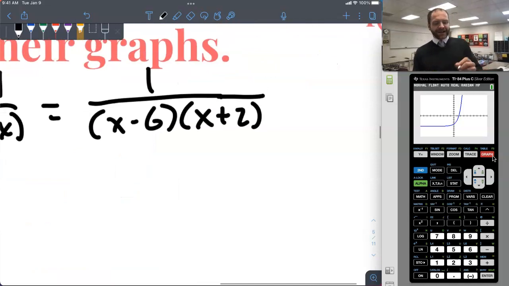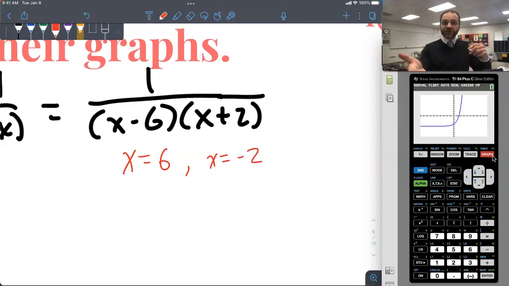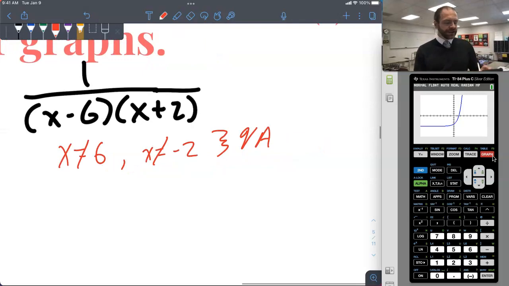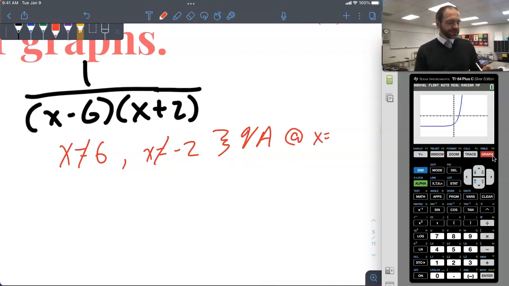Look at this. x equals 6 and x equals negative 2. I mean, those are my solutions before, right? But now they're located in the denominator. Can't have that. You cannot divide by 0, so x can't equal 6. x can't equal negative 2. Those are my vertical asymptotes. I have vertical asymptotes at x equals 6 and at x equals negative 2.